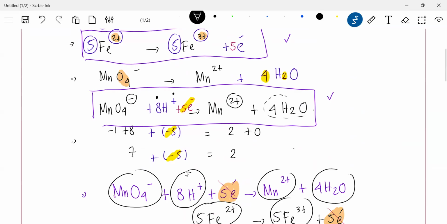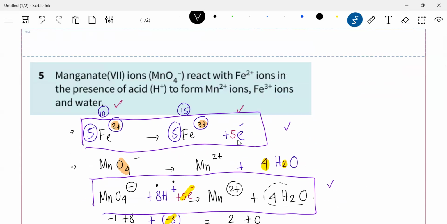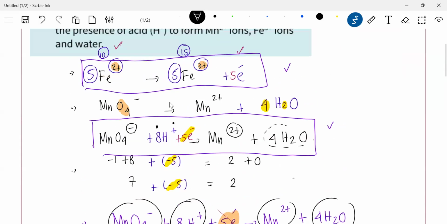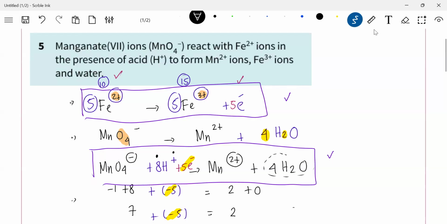Maybe the one starting from the 5Fe2 plus, 5Fe3 plus. The one on top? I cannot hear your voice clearly. Maybe starting from the equation on the very top, in the first equation, or start from the ferrum. The one with 10 and 15. Oh, the chart with 10 and 15. Okay.